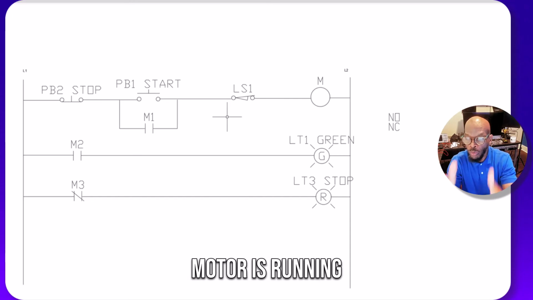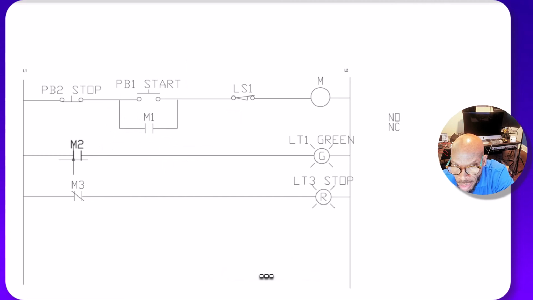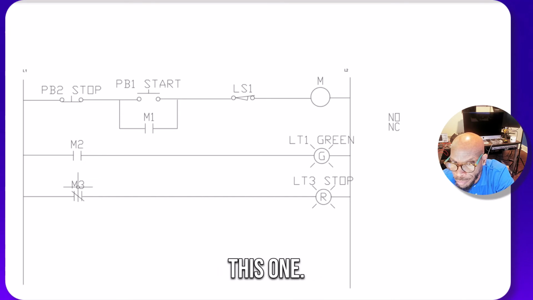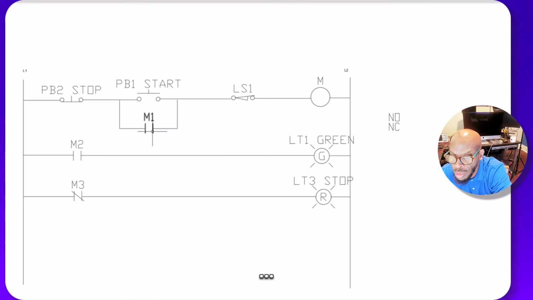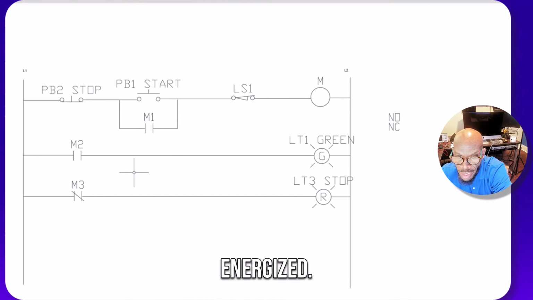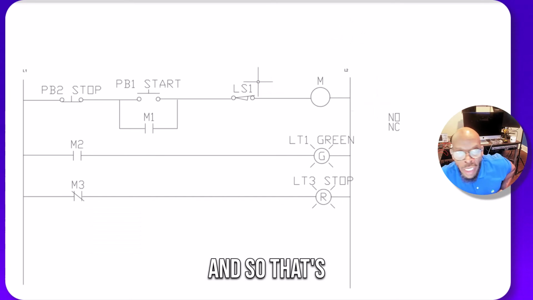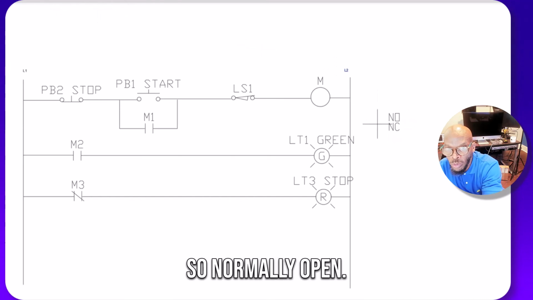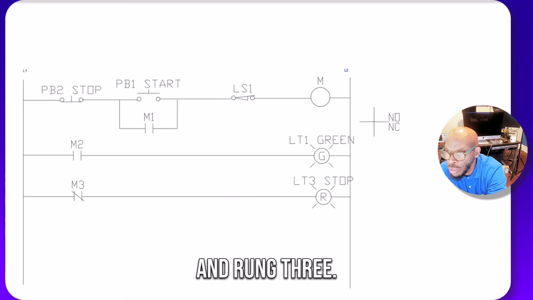But while the motor is running, remember I told you about all the contacts. You have to be able to find all the contacts that come off of M. You got one in this rung, you got one in this one, and you got one in this one. So these two right here are going to close, since they're normally open and closed when M is energized. Since this one is closed, it'll open. So that's the purpose for, let me draw you some numbers here. Normally open, so this would be rung 2 and rung 3.